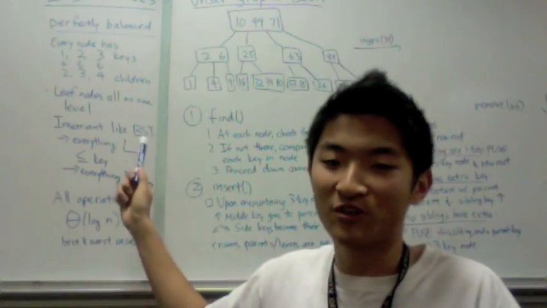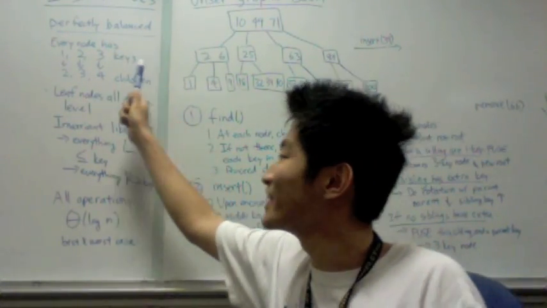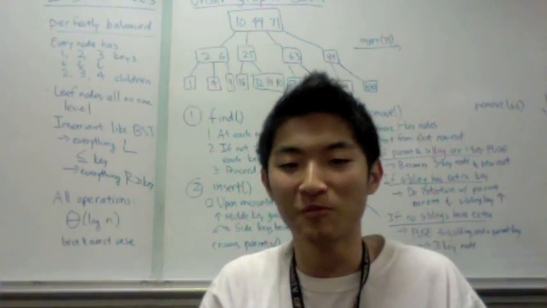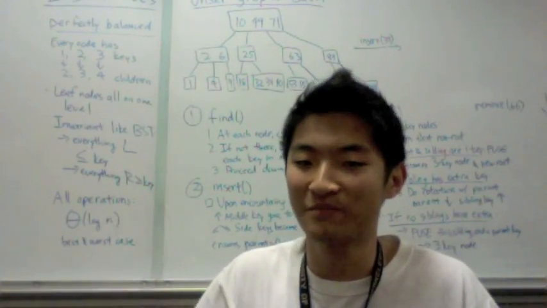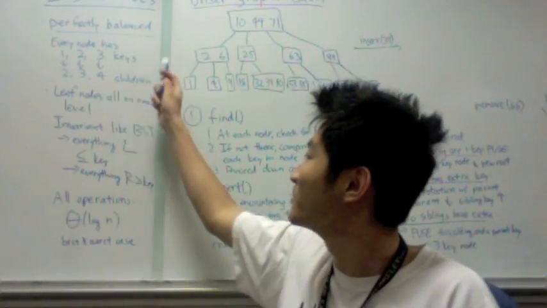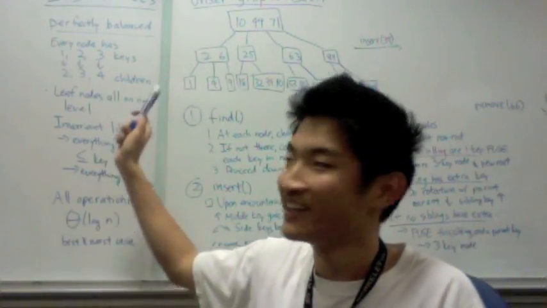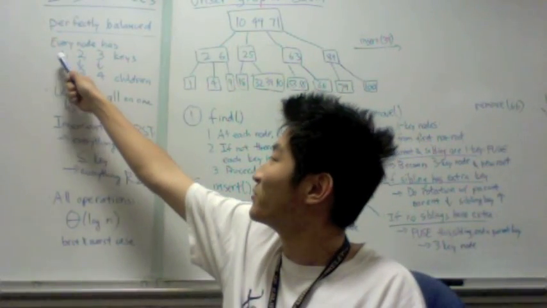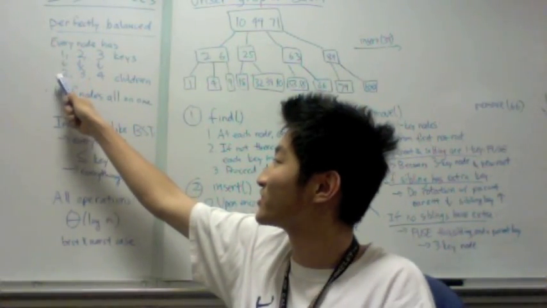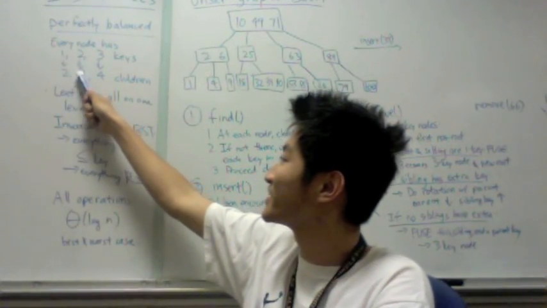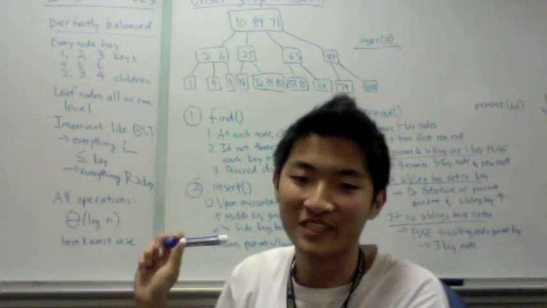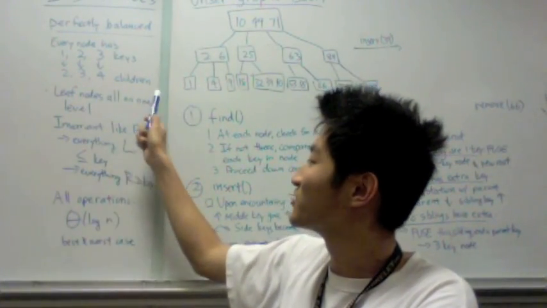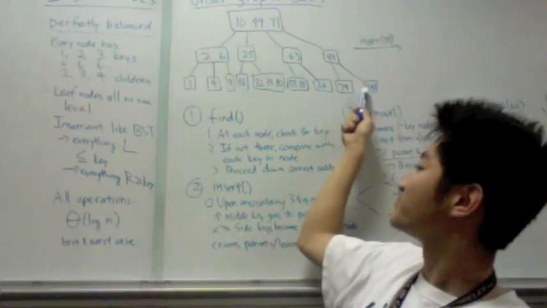So 2-3-4 trees have nodes that can have 1, 2, or 3 keys. We're normally accustomed to a node with just one key in binary search trees, but here you can have multiple. And if they're not the leaf nodes, the one key node must have 2 children, the 2 key nodes must have 3 children, and the 3 key nodes must have 4 children. And leaf nodes without children are all on one level here.